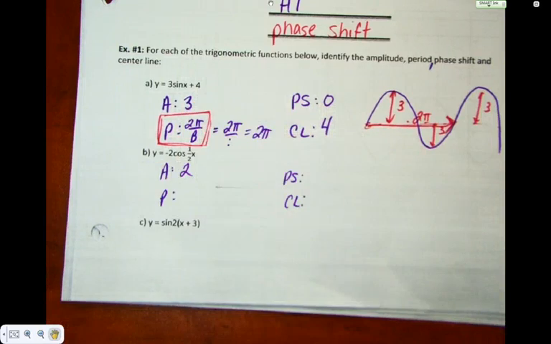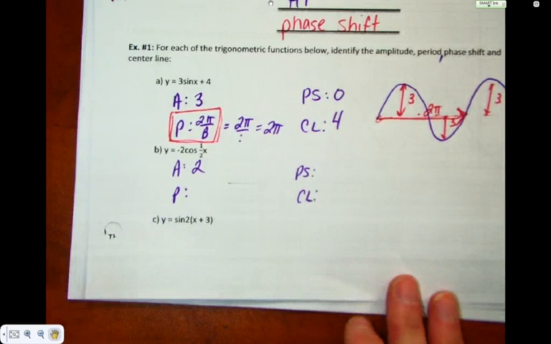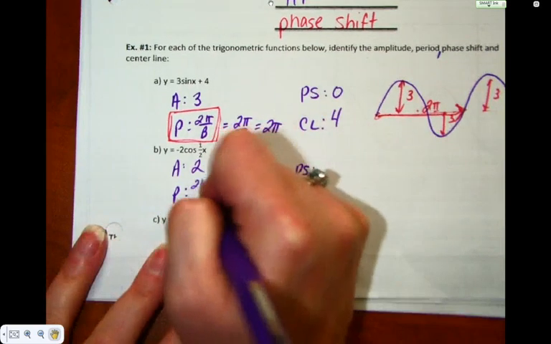The other way you can think about it is amplitude is a distance. It's a height of the graph. Can a height be negative? No. So the negative is never going to come with amplitude. That's just a reflection. Period is 2 pi divided by whatever the b value is.